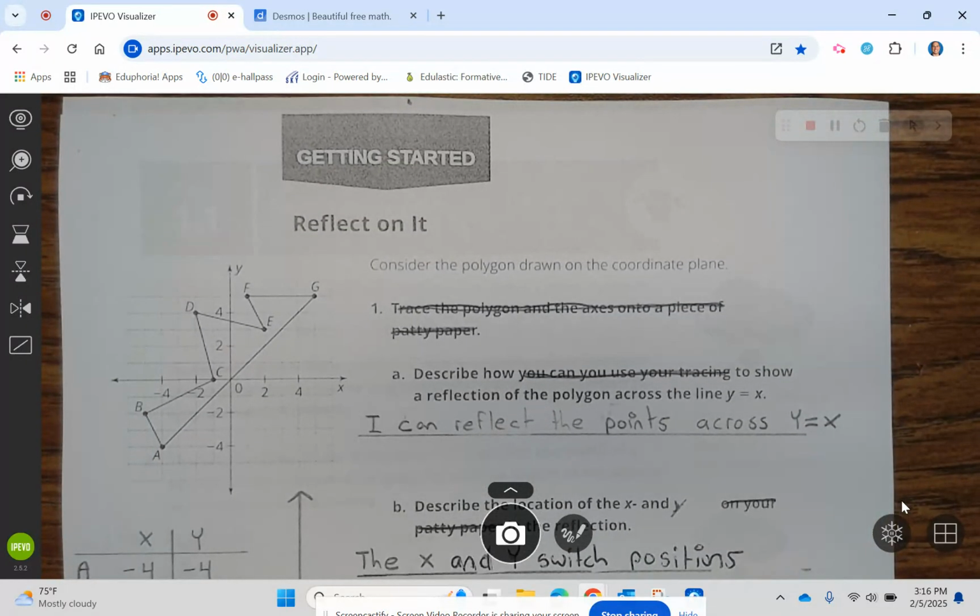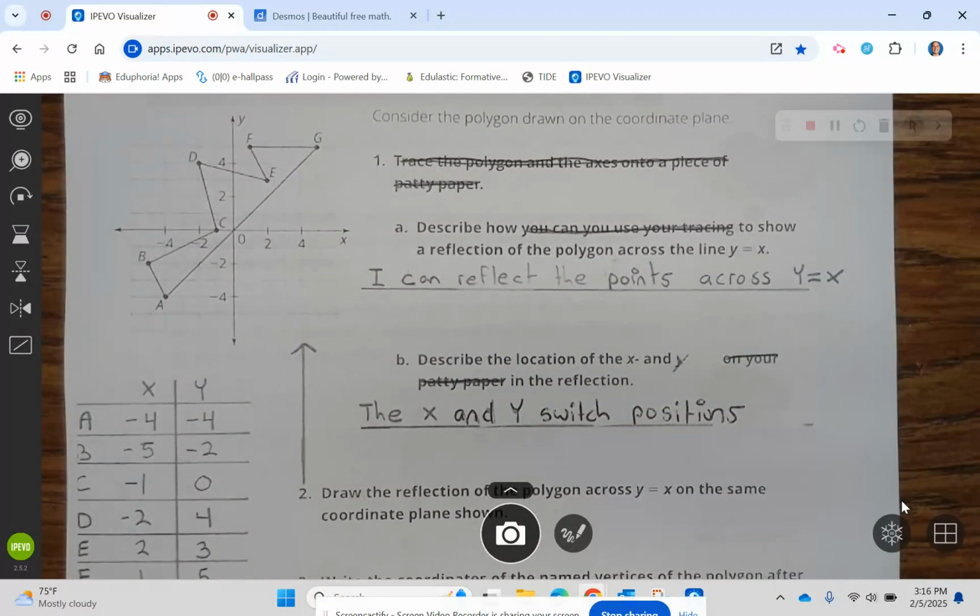Getting started, reflect on it. Consider the polygon drawn on the coordinate plane. Mark out number 1. A. Describe how to show a reflection of the polygon across a line y equals x. I can reflect the points across y equals x. B. Describe the location of the x and y in the reflection. The x and y switch positions.